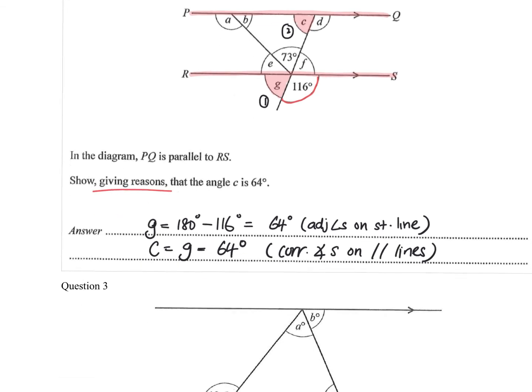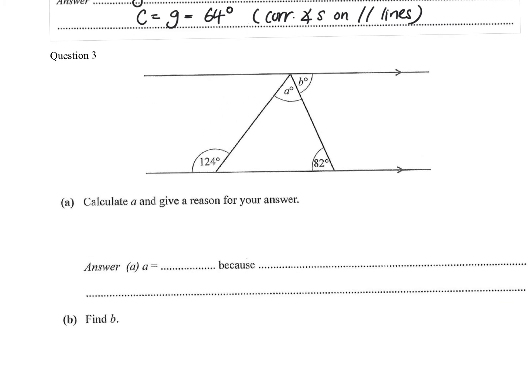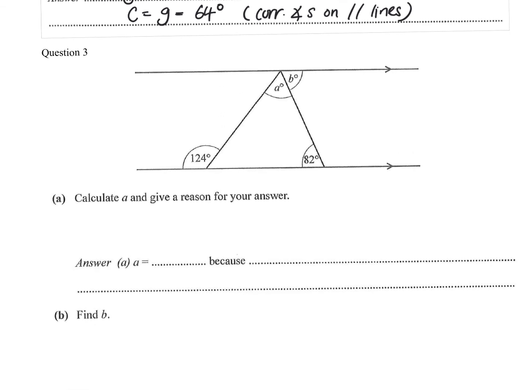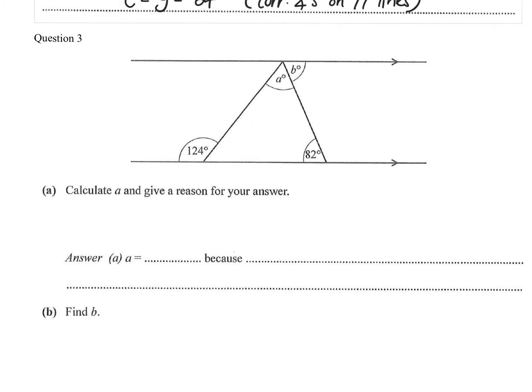Okay, next question. Question number 3. So now in this case, you can see that in this diagram there is a set of parallel lines. So let me highlight the parallel lines first. I have these parallel lines. Okay, and the question asks me to find angle A. Angle A is over here, right? So what do we notice? How to find angle A?